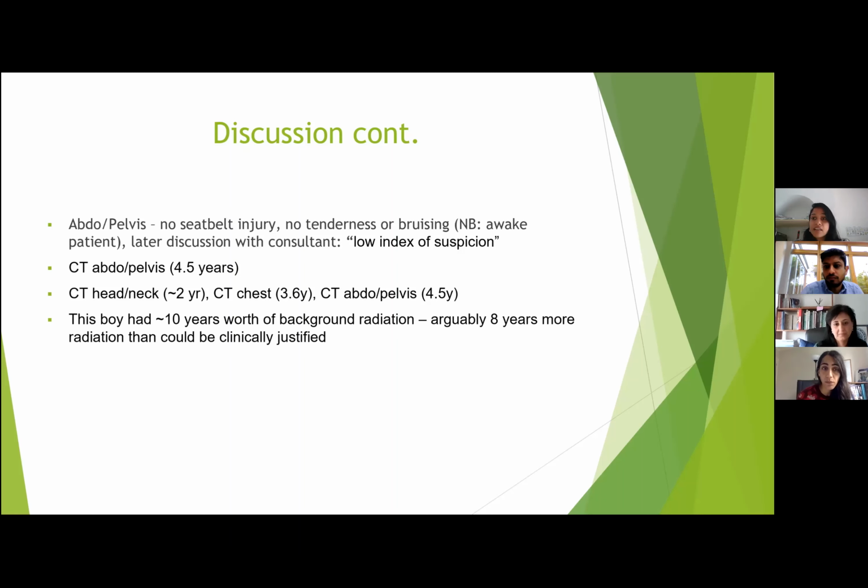And head and neck, I think they definitely do need a CT head and neck, because this child had possible loss of consciousness, a seizure, vomiting, and mechanism of injury. There was enough to justify head and neck in that situation. However, this child probably had about 8 years' worth more radiation than could be clinically justified.